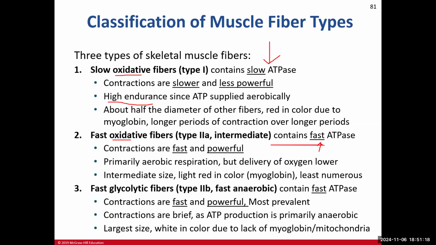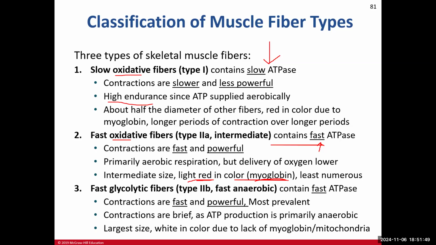So these types of contractions are going to be fast and powerful, like sprinters, their quadriceps muscles will have a lot of the fast oxidative fiber types here. So keep that in mind. These will look a little bit lighter, almost like a pink kind of color, because they'll have myoglobin, but they won't have as much myoglobin as a slow oxidative fiber type. They'll be the reddest kind.